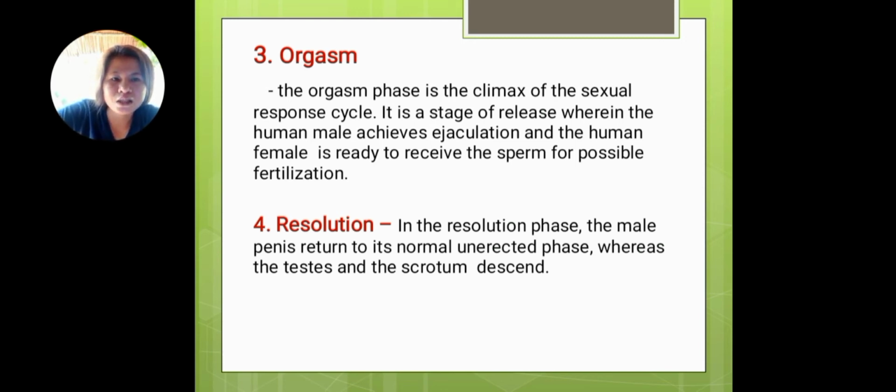And the last phase is the resolution. In the resolution phase, the male penis returns to its normal unerected state, whereas the testes and the scrotum descend. During resolution, the body slowly returns to its normal level of functioning, and swollen and erect body parts return to their previous size and color.